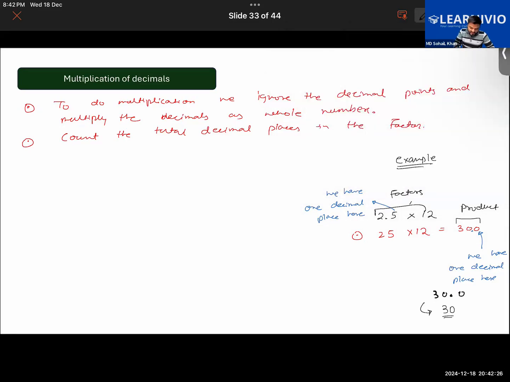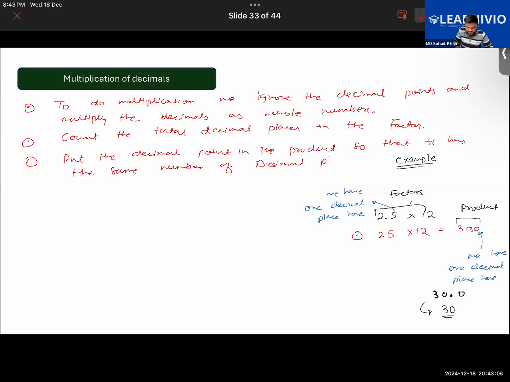Now the third and last step is that you have to place the decimal point in the product so that it has the same number of decimal places as the factors have.